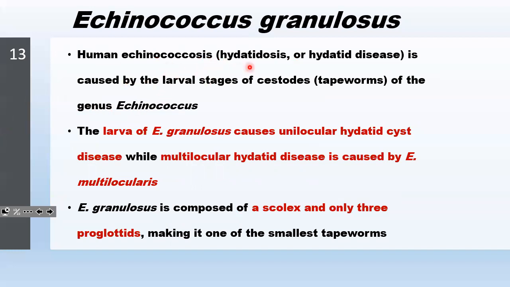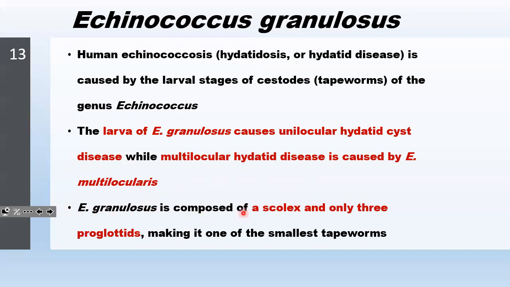Human echinococcosis, which is also referred to as hydatidosis or hydatid disease, is caused by the larva stage of the cestode of the genus Echinococcus. So there are different species. You have Echinococcus granulosus and multilocularis, and the hydatid disease that results is different. You tend to have unilocular disease with Echinococcus granulosus, and multilocular disease with Echinococcus multilocularis. So Echinococcus multilocularis is a little bit more virulent than granulosus.